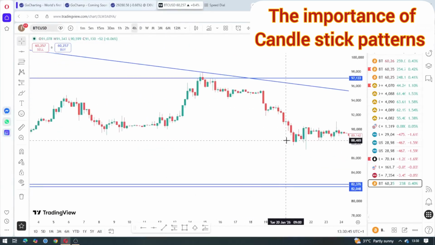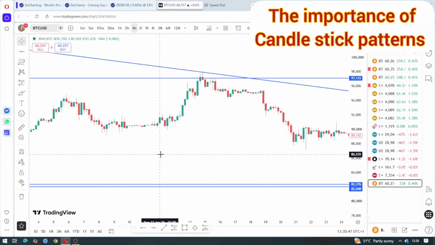I want you to see the candlestick pattern at that point very clearly. Now, this is a variation of tweezer top. All right, tweezer top.